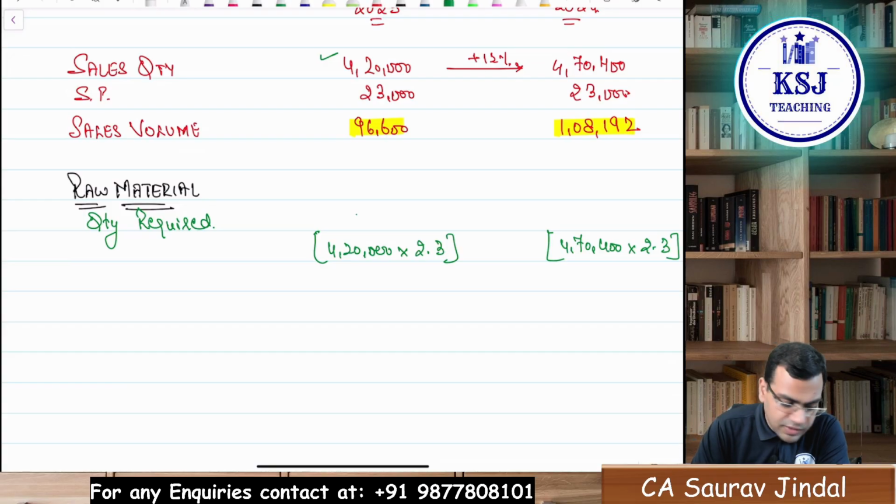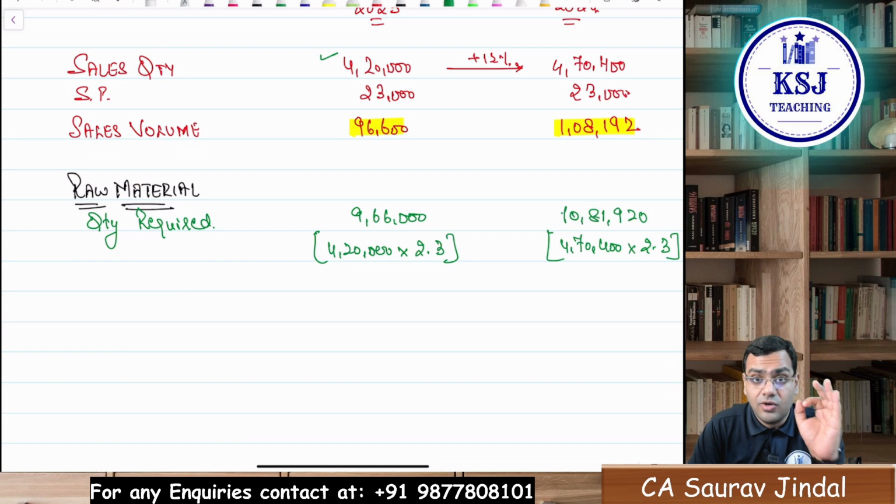That comes to 9,66,000, and 4,70,400 multiplied by 2.3 comes to 10,81,920. Now what is this? This is the quantity, not the value.